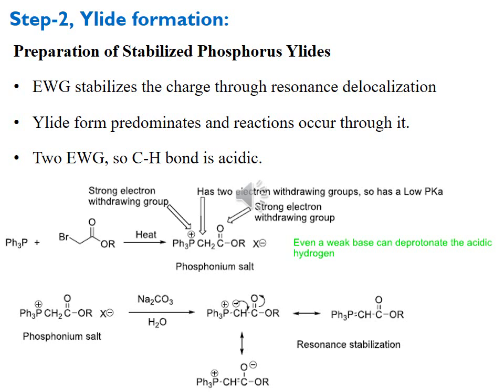The different features: this electron withdrawing group stabilizes the charge through resonance delocalization. The ylide form in this case predominates and reaction occurs through it, and also two electron withdrawing groups are present there, so it will be more acidic. The CH bond in this case will be more acidic and can be easily removed by a weak base also. Here you can see phosphonium is an electron withdrawing group and the carbonyl is also an electron withdrawing group. So two electron withdrawing groups decrease its pKa value, which will be much lower as compared to that of unstabilized phosphorus ylides.